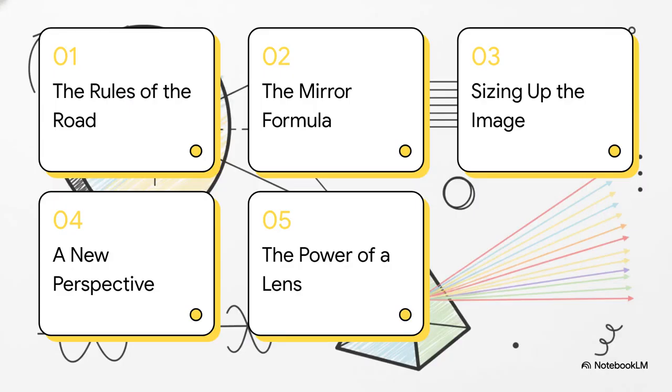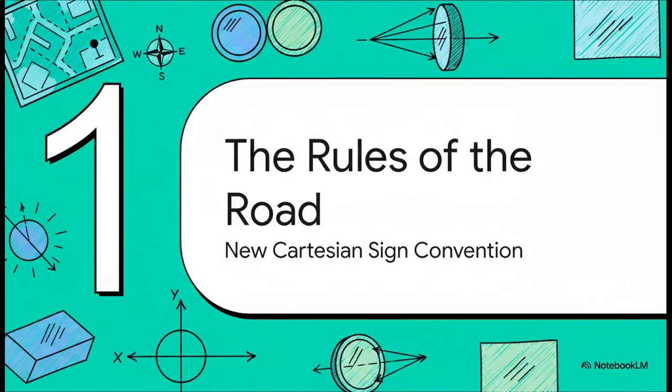So here's our game plan for today. First, we're going to lay down the rules of the road, the basic principles we need. Then we'll jump into the famous mirror formula. After that, we'll figure out how to size up the image. Is it big, small, upside down? Then we'll switch gears to lenses and finish up by connecting it all to something many of us use every single day: eyeglasses.